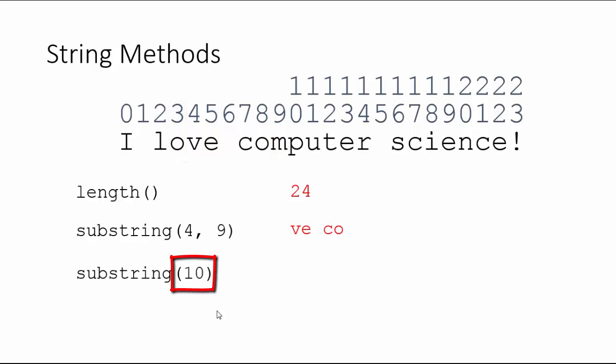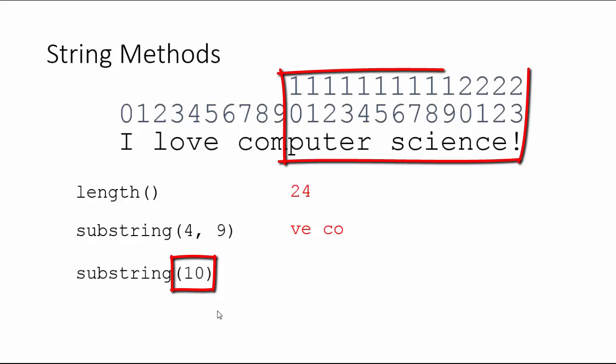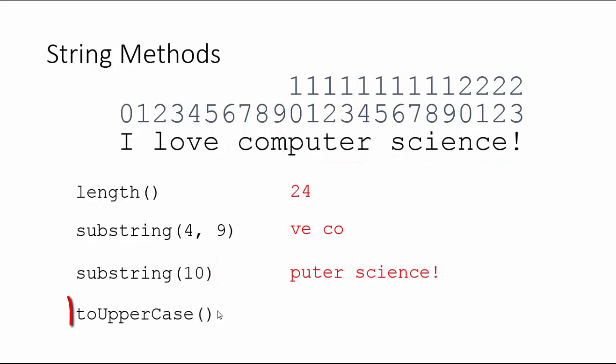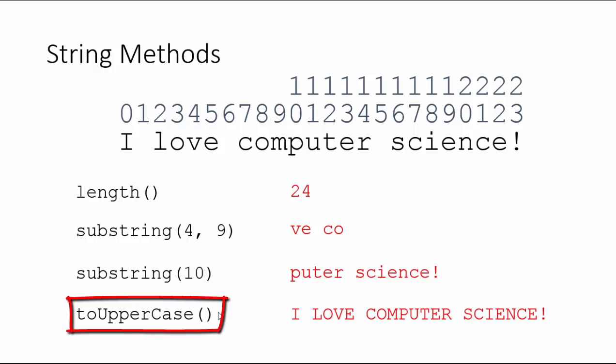Running substring with only one index returns a string starting at that index and includes all the characters to the end of the string. This method returns a string object with all of the characters in uppercase. Like all string methods, the original string is unchanged.